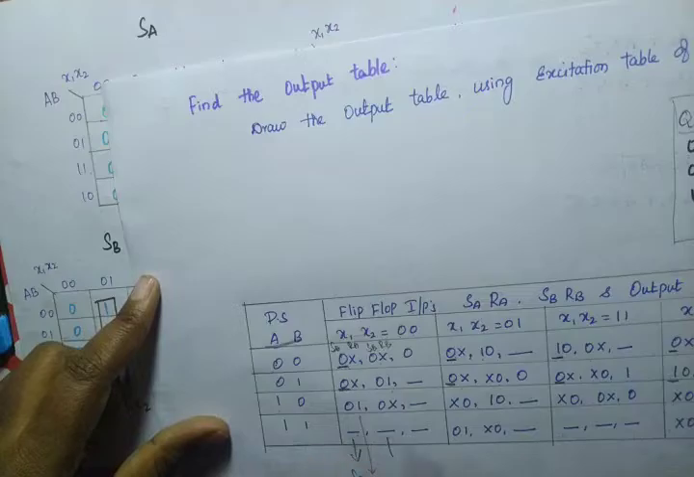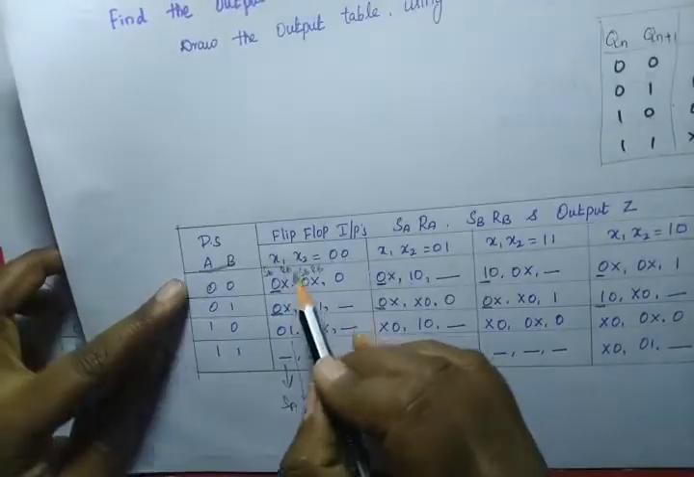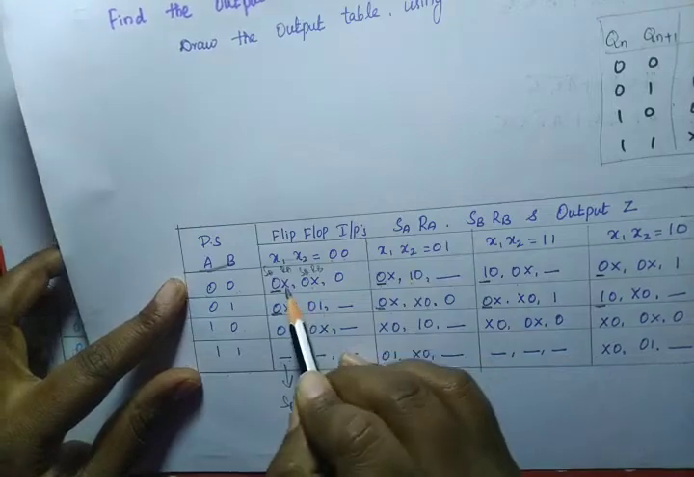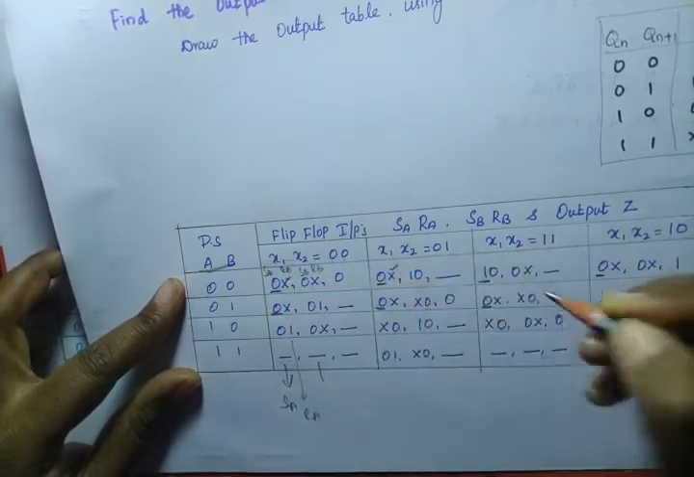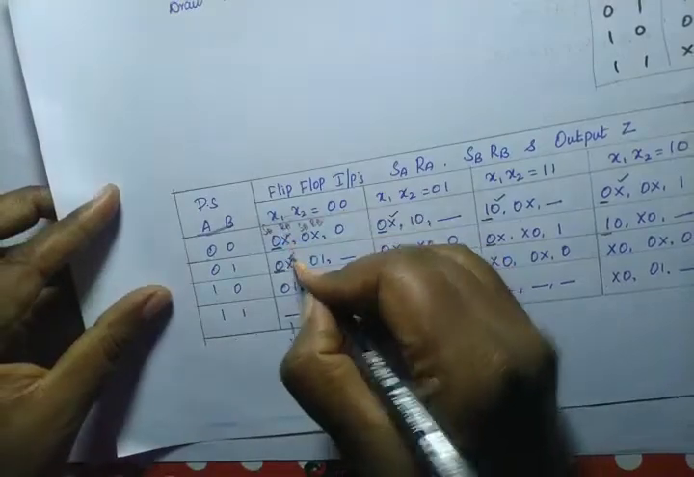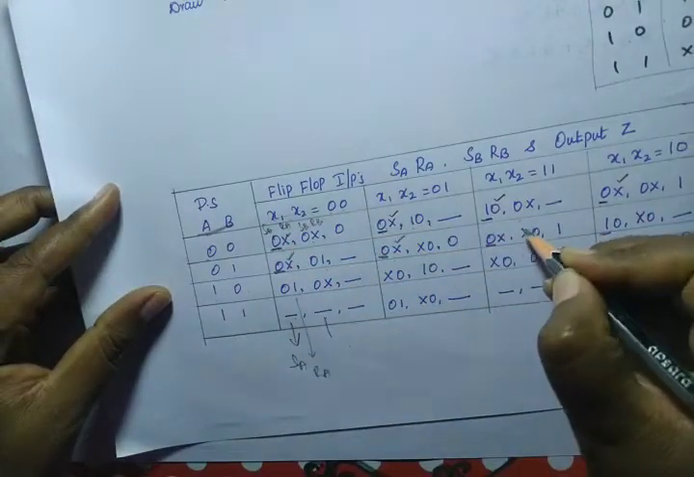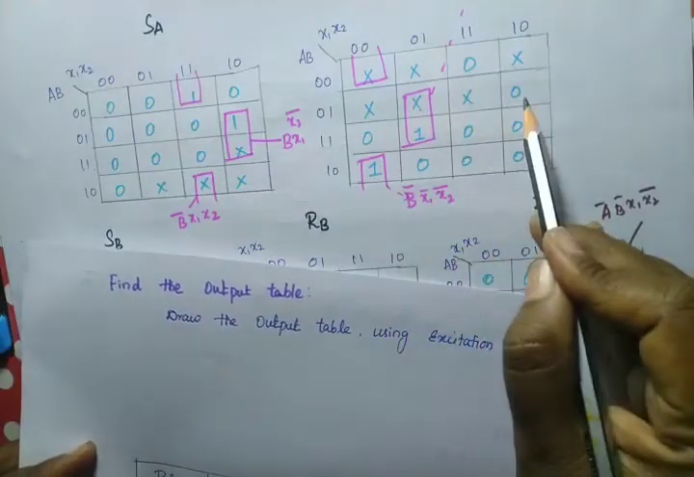So this is SA. Now RA. How can we fill this RA? So listen here. This is RA. So X. So here it is X 0 X 0 X. Next X, then X 0 X 0.